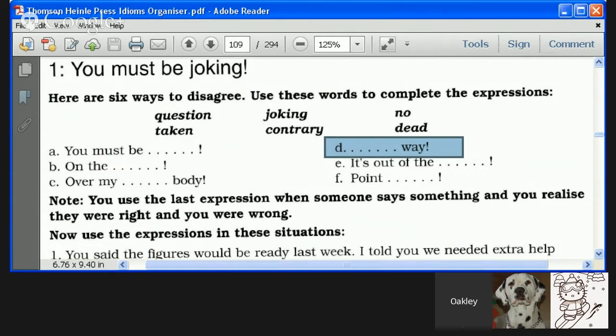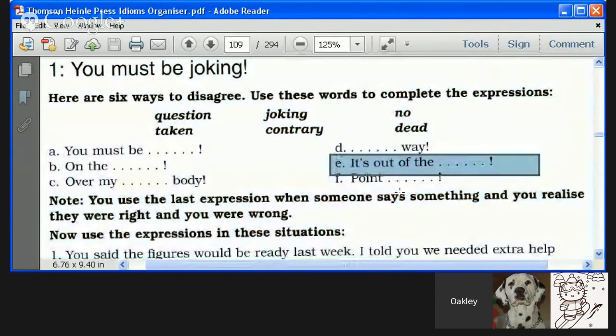Also, it can be used in exactly the same way we use "you must be joking." No way. You must be joking. You've got to be kidding me. Same. So really, it's used for three different purposes, three different kinds of situations, but all kind of negative. Okay, Heidi, how about E?